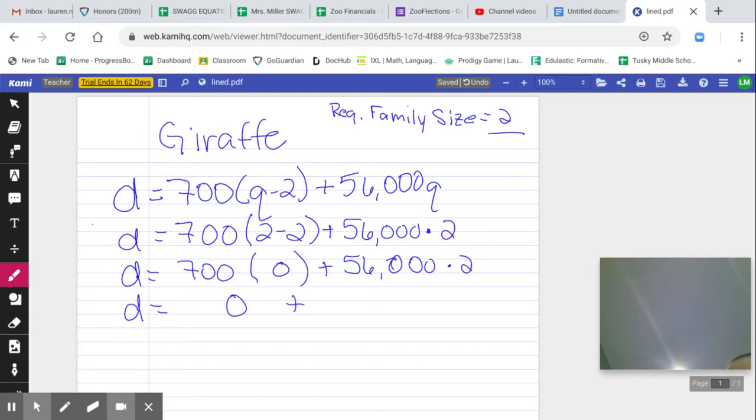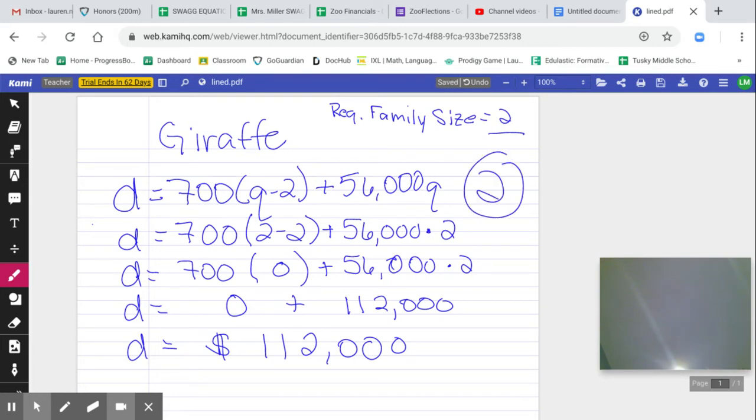Okay, now, 56,000 times 2. You're welcome to plug that in your calculator, but that gives us 112,000. So 0 plus 112,000. The giraffe has a swag factor and it brings in some revenue of $112,000. Okay, this is if I had 2 giraffes.